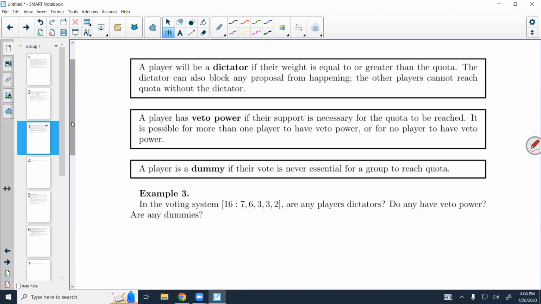As opposed to the next one, which is: a player has veto power if their support is necessary for the quota to be reached. It is possible for more than one player to have veto power, or for no player to have veto power.